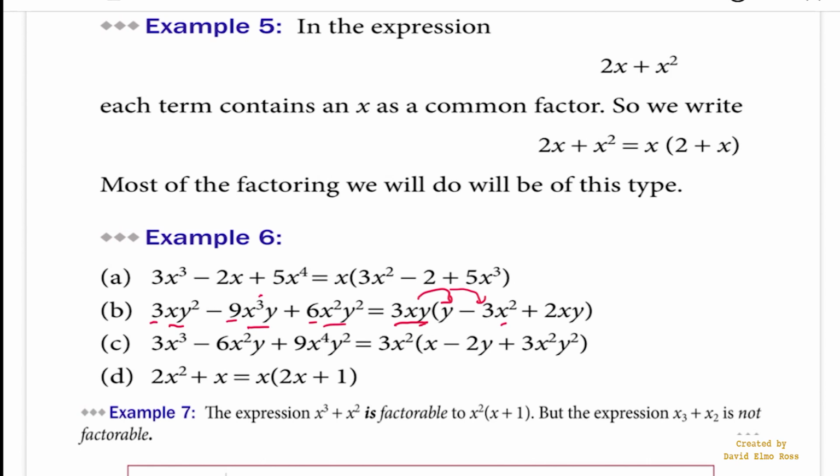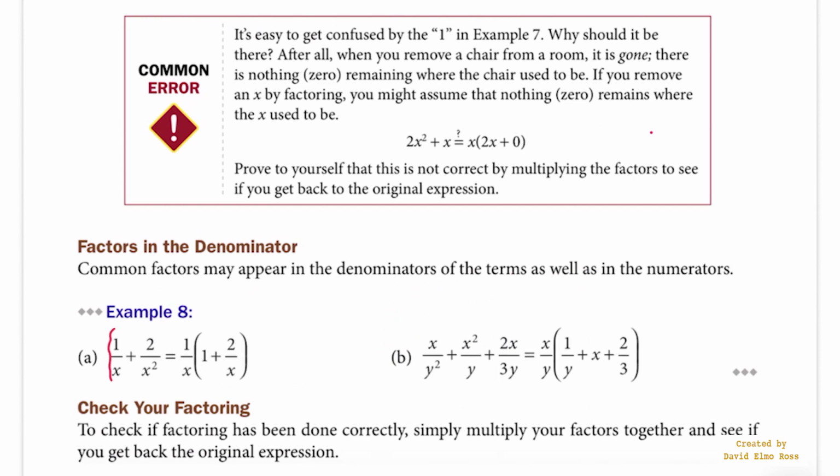Then we have 6x squared y. So we multiply 3 times 2, that's our 6. X times x is x squared. Y times y is y squared. So when you look at this, this is the factored version of our original equation. Notice here we have a factor that's common here of 1 over x. And so we can have 1 over x here times 1 will give us this part here. And 1 over x times 2 over x will give us 2 over x squared. So we can validate that this expression here is the factored version of this.